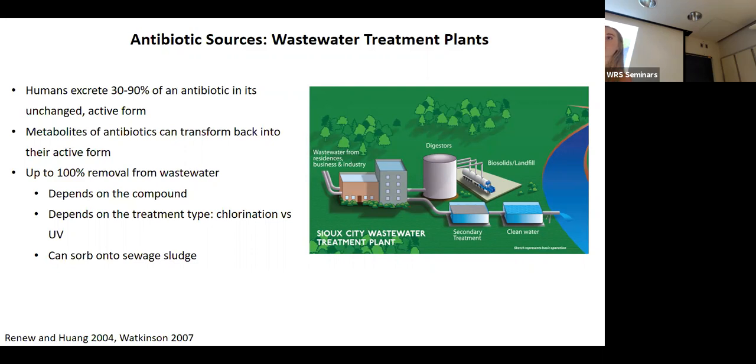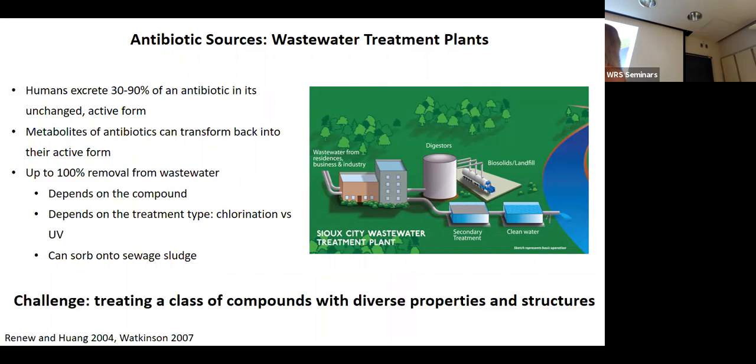Antibiotics can also sorb onto sewage sludge, so even if it says it's 100% removal from wastewater, that doesn't mean it's 100% degraded. It can be 100% sorbed onto that sewage sludge, and this is particularly important for tetracyclines and fluoroquinolones, which are two of those classes of antibiotics. Overall, it's a challenge. You have this challenge of treating a class of compounds with a diverse set of properties and trying to have a one-stream way of doing it, but it's not one-size-fits-all. They are diverse and they might require a couple different steps.